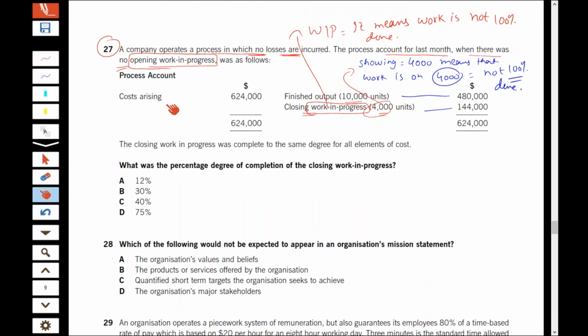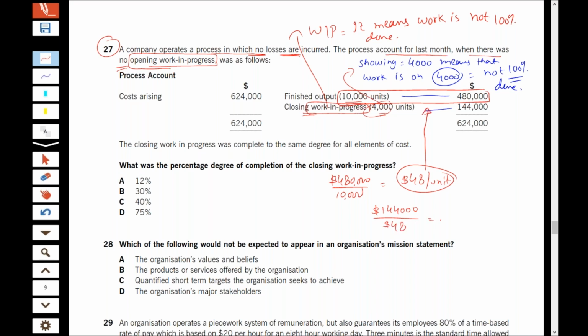If I say 480,000 divided by 10,000, that means the output has a value of $48 per unit. And this will be valued at the same value. That means 144,000 divided by 48, that means 3,000 units completed so far.